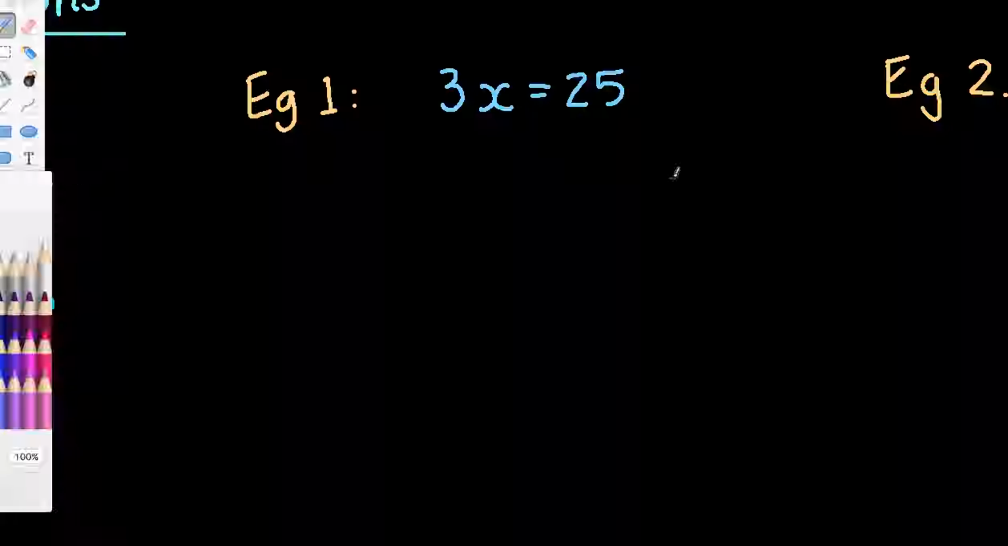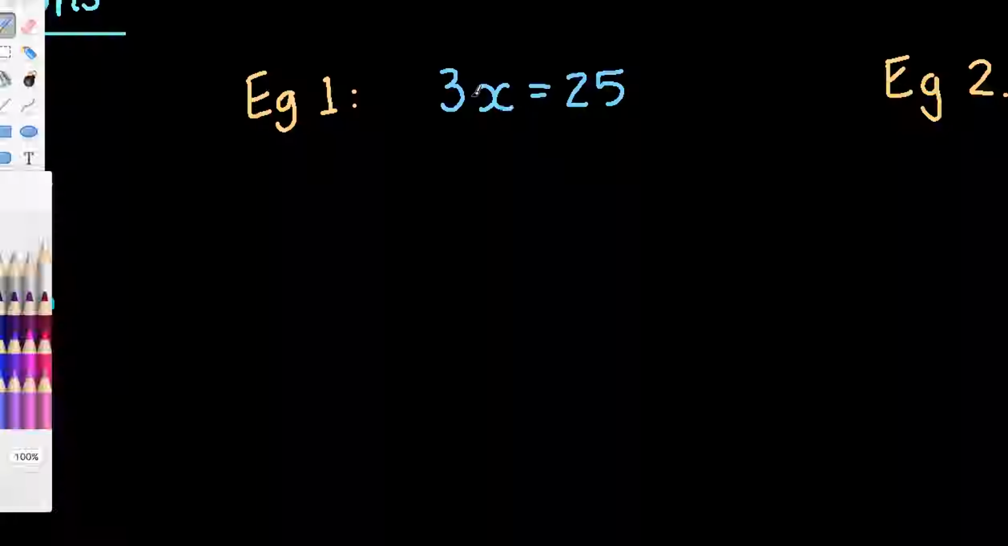We can see 3 times something is 25. Now the reason we may not immediately know the answer is that I don't have a whole number that multiplies by 3 to give me 25. I know 3 eighths are 24, so that's not quite there. And so what we want to work out is how can we get a result here? How can we know what x is?